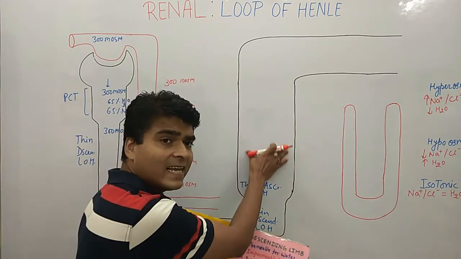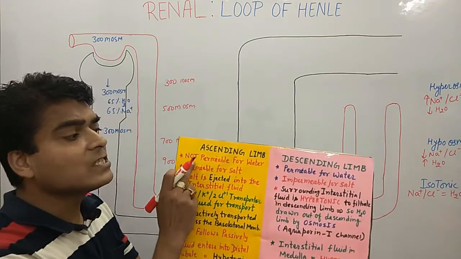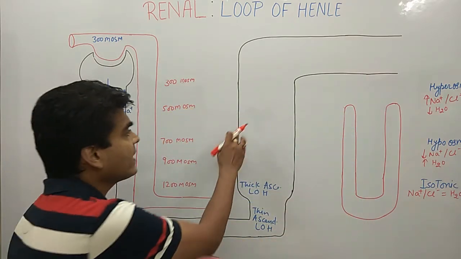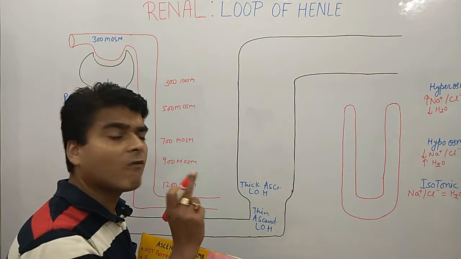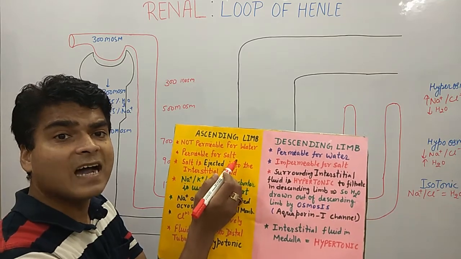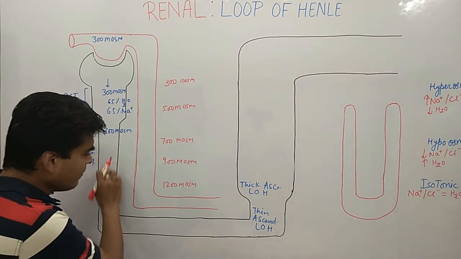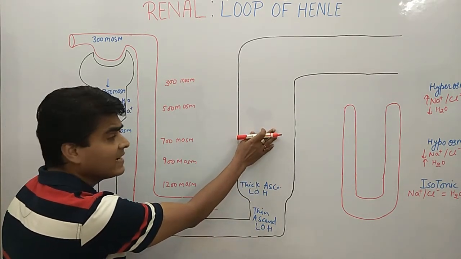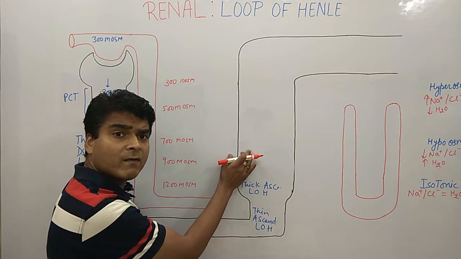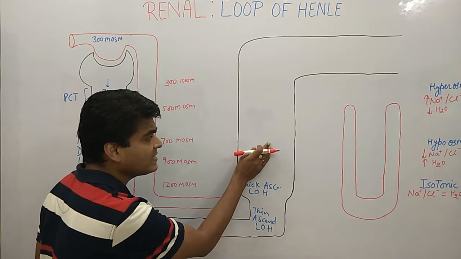If we look at the ascending limb, what we find is a thick loop of Henle. It is not permeable to water. The walls of this area are not permeable to water, and another point, it is permeable to salt. So now look, when we move down from this side to this side, this area is impermeable to water, but this area is permeable to salt. So how is salt moving from this area to this area?